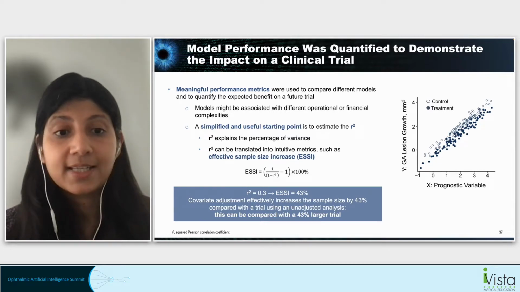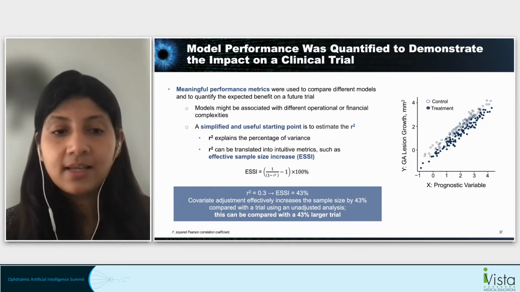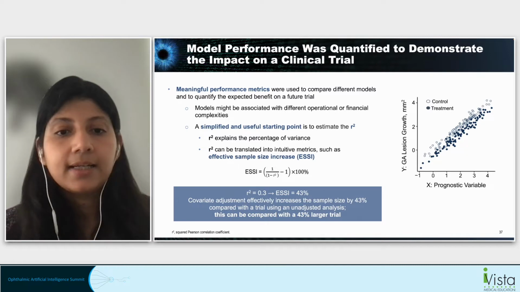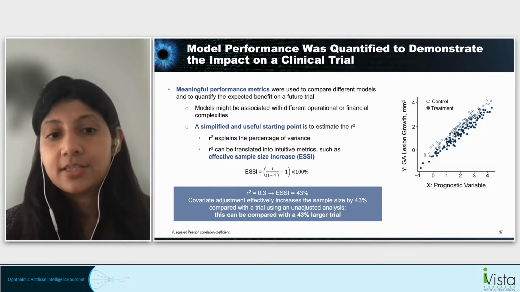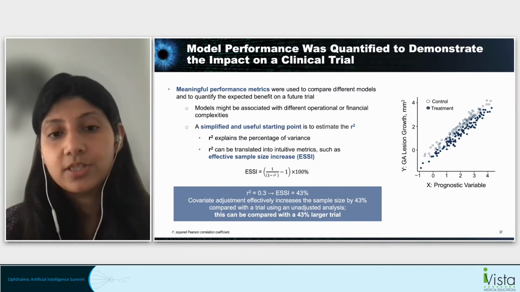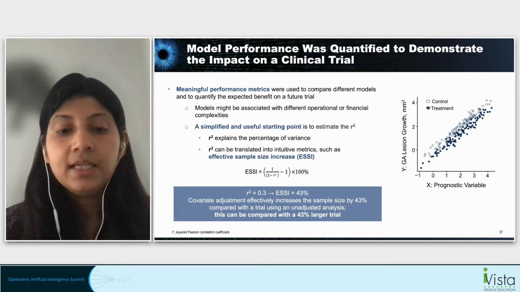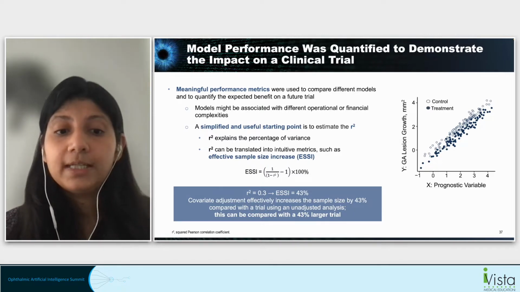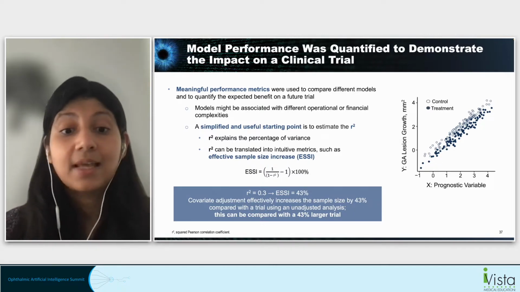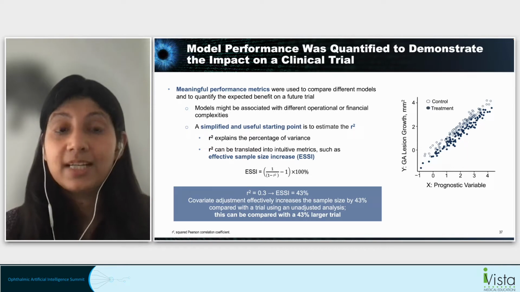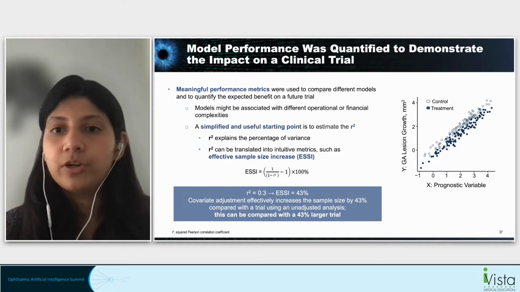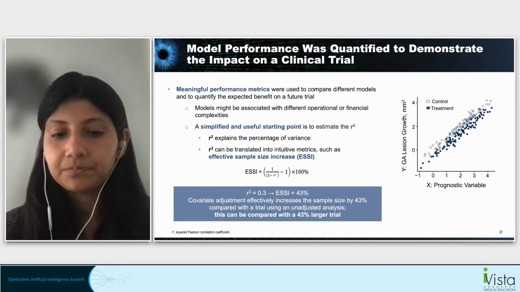R squared explains the percentage of variance, and R squared can be translated into more intuitive metrics, such as effective sample size increase, which is defined as shown there. For example, an R squared of 0.3 means an effective sample size increase of 43%. So covariate adjustment effectively increases the sample size by 43% when compared with a trial using unadjusted analysis. It is basically like comparing it with a 43% larger trial.